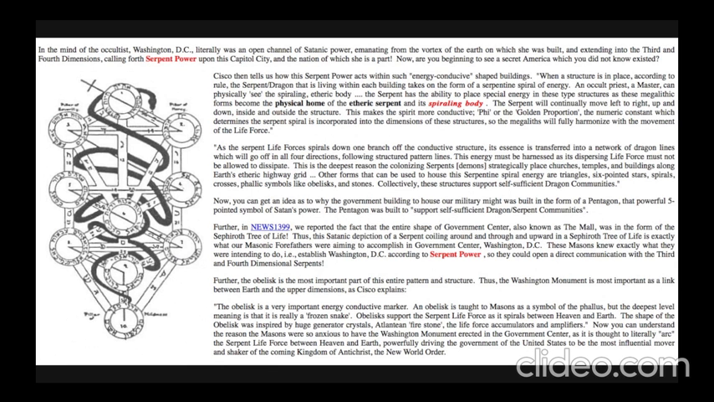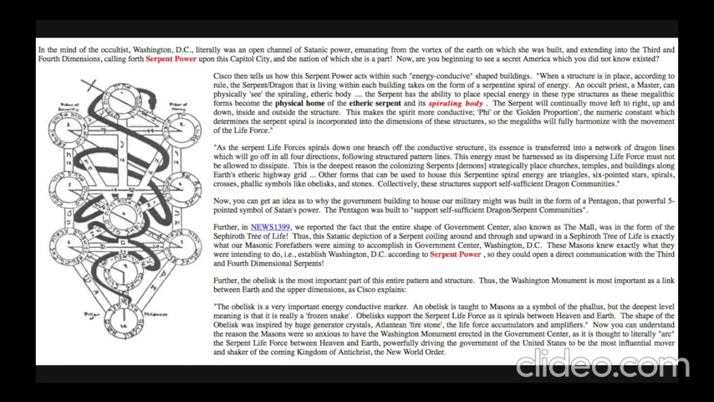In the mind of the occultist, Washington, D.C. literally was an open channel of satanic power emanating from the vortex of the earth on which she was built and extending into the third and fourth dimensions, calling forth serpent power upon this capital city, and the nation of which she is a part. Now, are you beginning to see a secret America which you do not know exists?